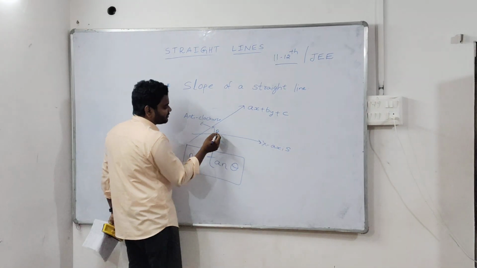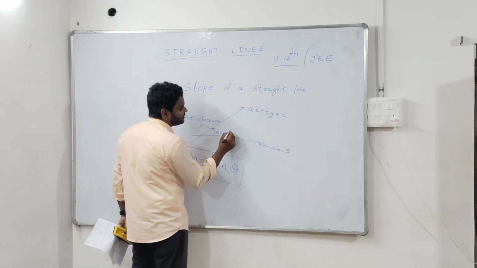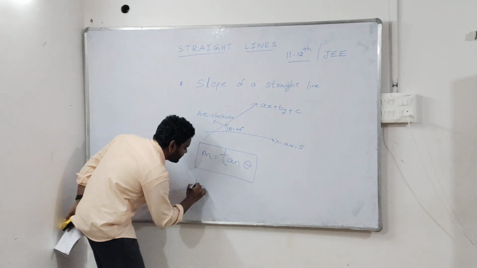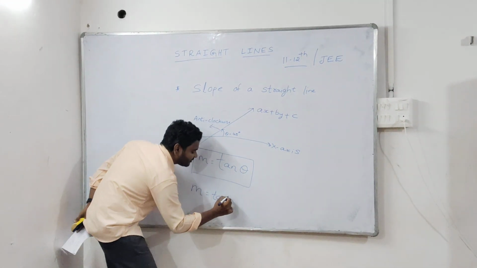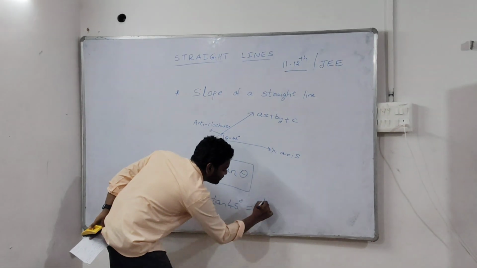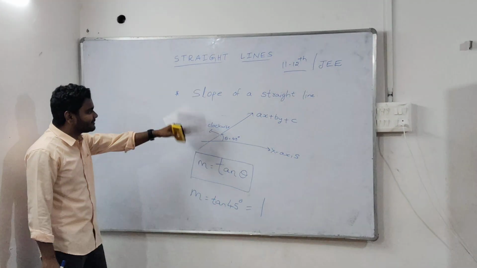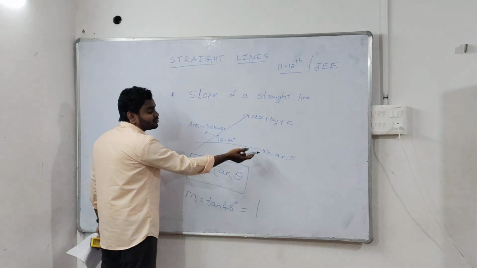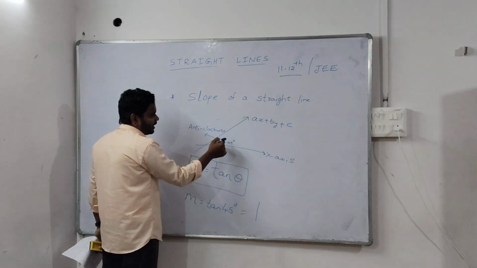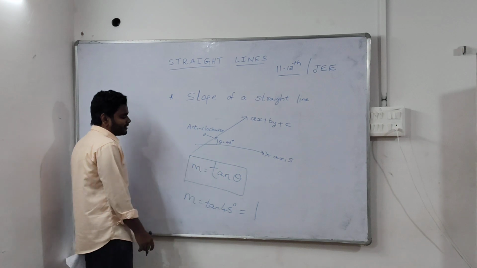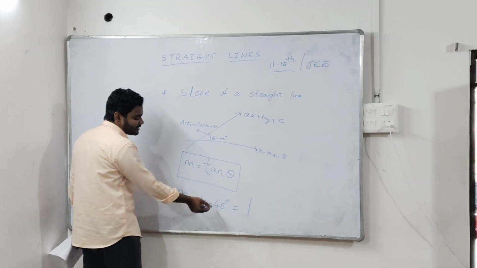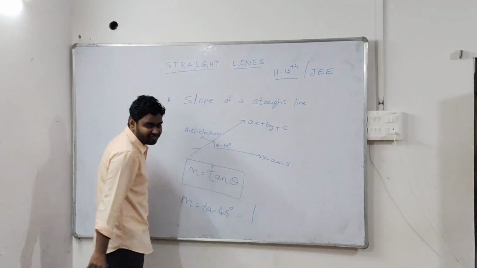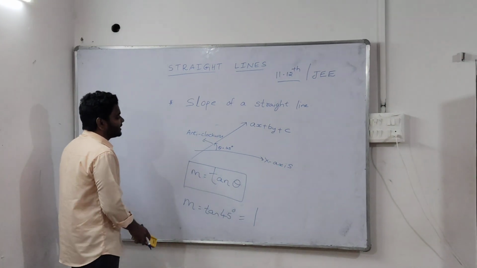Suppose theta here is 45 degrees. That means this line is making 45 degrees with the x-axis in the anti-clockwise direction. Then how to find the slope? m equal to tan 45 degrees, which comes out to be 1. Basically, this is the definition of the slope of a straight line: it is the angle made by the line with the positive direction of the x-axis in the anti-clockwise direction, and the formula is m equal to tan theta. In this case, theta equals 45 degrees, m equals tan 45, which is 1. Okay, this is basically the slope of a straight line.